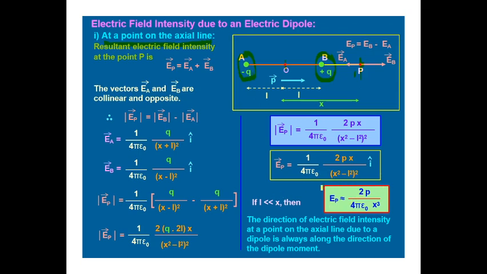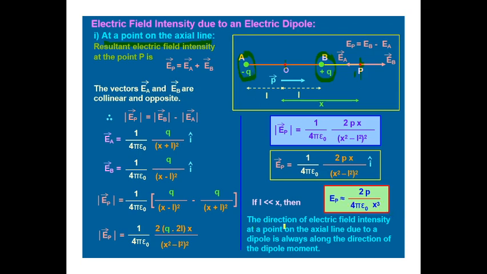If the length of the dipole is very small as compared to the distance of point P on the axis, then we can neglect L. According to the definition of the dipole moment, two equal and opposite charges are separated by a very small distance. So L is very small, and we can neglect it as compared to x. So EP is equal to 2p divided by 4 pi epsilon naught x cube.